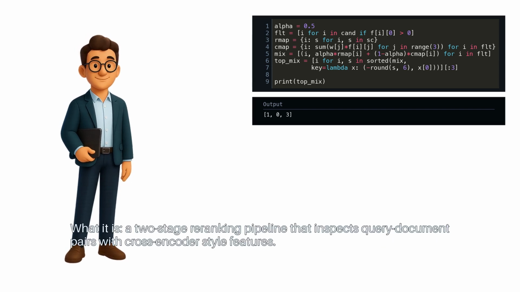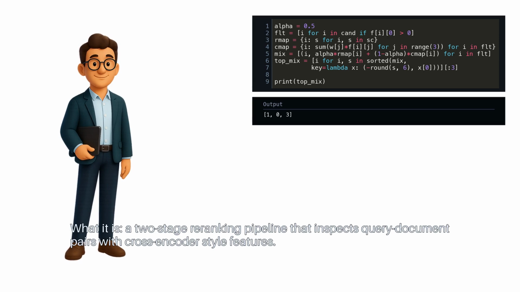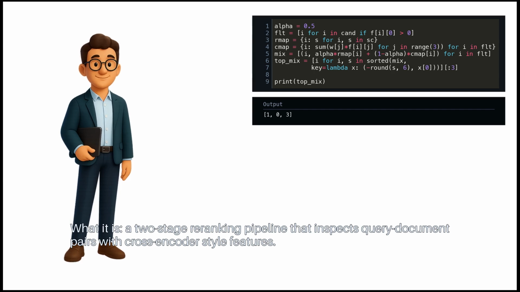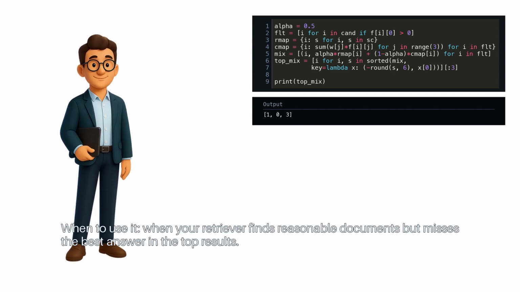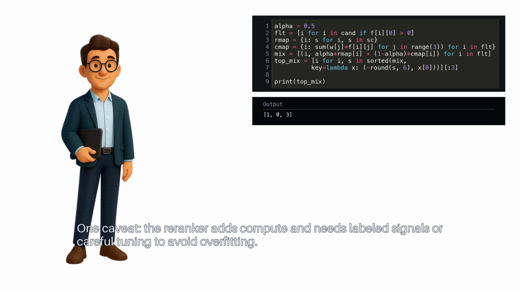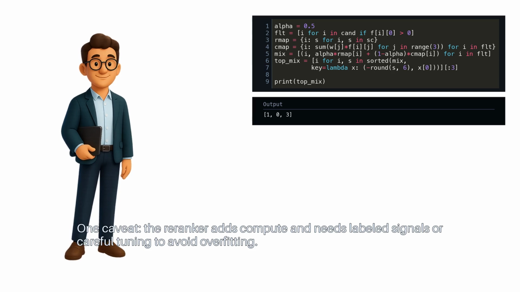Recap: what it is: a 2-stage re-ranking pipeline that inspects query document pairs with cross-encoder style features. When to use it? When your retriever finds reasonable documents but misses the best answer in the top results. One caveat: the re-ranker adds compute and needs labeled signals or careful tuning to avoid overfitting.